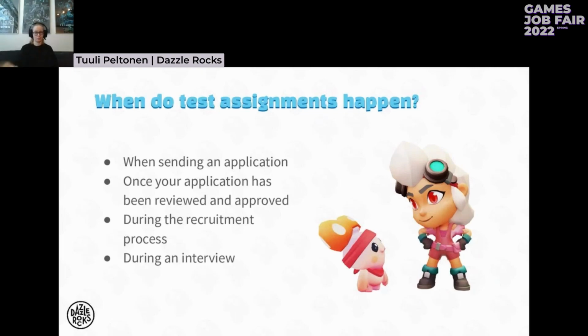It can happen during the first interview, after the first interview, after the second interview, maybe right before you get an offer. So it's really up to the company on how they've designed their recruitment process. And test assignments are also interesting in the fact that they can also happen during an interview. But I'm going to go a little bit more into that later.